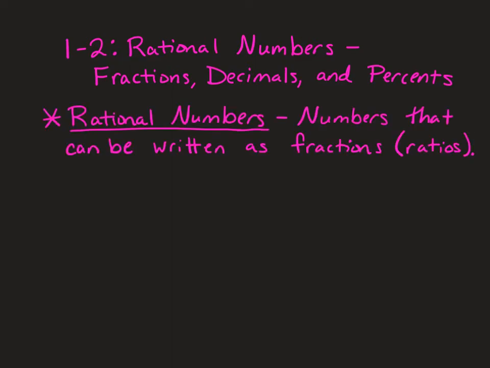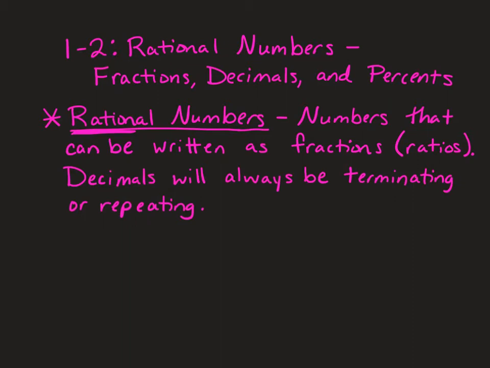Rational numbers are numbers that can be written as fractions. Notice that it has the word ratio in rational, and fractions are ratios. Decimals that are rational numbers will always be a terminating or repeating decimal. Terminating means it ends. Repeating means the decimal or a series of digits behind the decimal repeat over and over in the same pattern forever. So any decimal that either ends or repeats is a rational number.